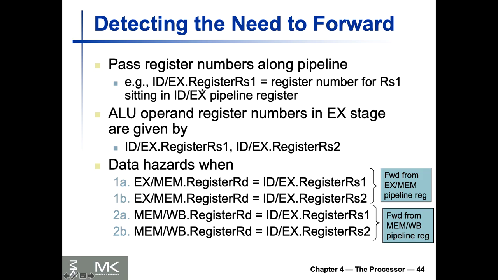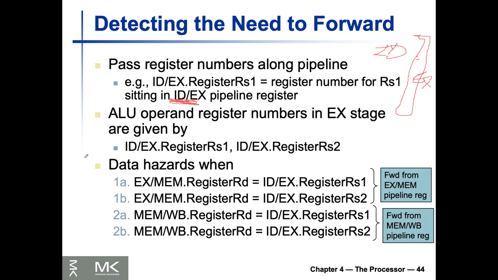All right, so let's see how we're going to detect the need to forward, okay? So first of all, let's talk about a convention. For instance, ID/EX.RegisterRs1 is actually referring to the register number Rs1 sitting in that pipeline register between your ID stage and your EX stage. So ID/EX.RegisterRs1 is actually Rs1 sitting in between those two stages.